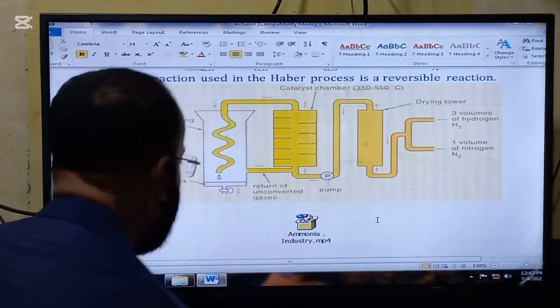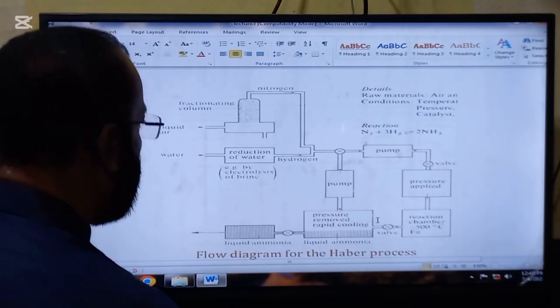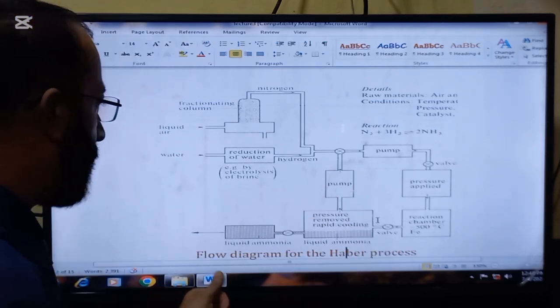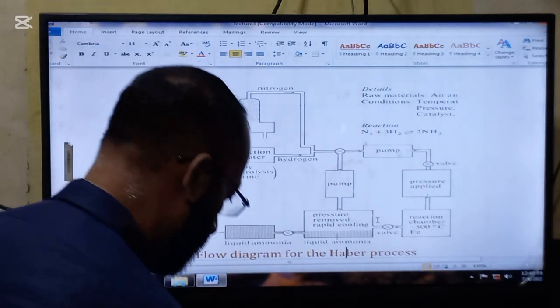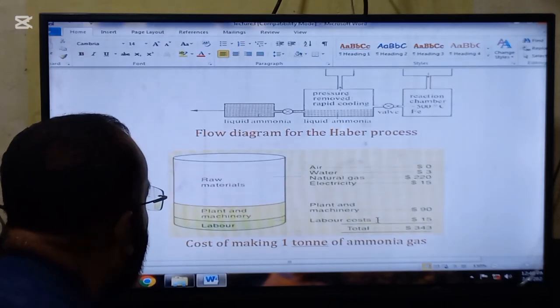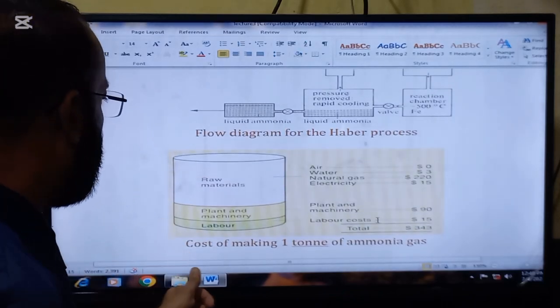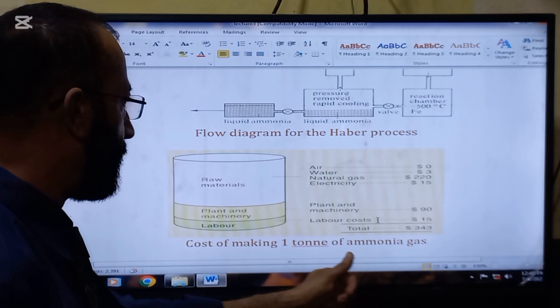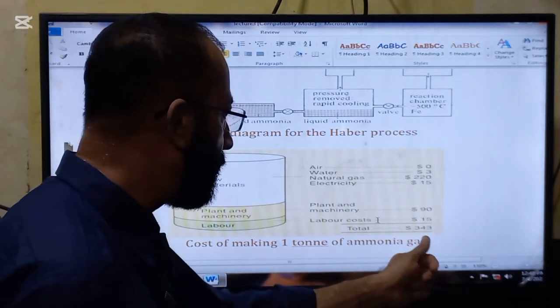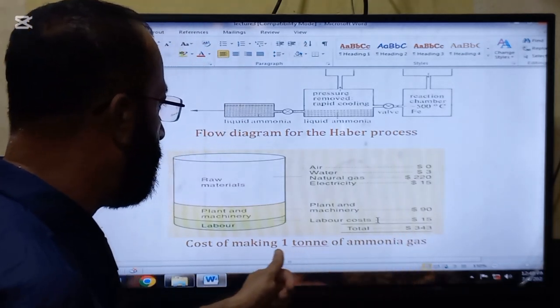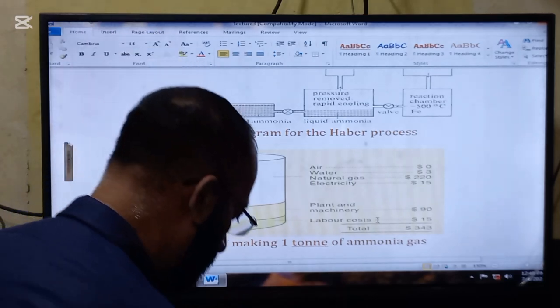Okay, moving further. So this is a diagram, that is a flow diagram of the Haber process. Okay, cost of making 1 ton of the ammonia gas. So almost $343 are used for making 1 ton of the ammonia gas.